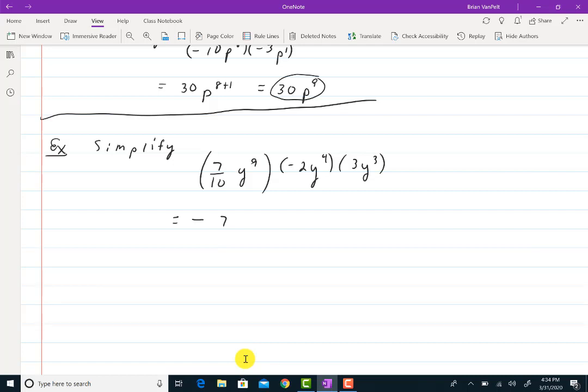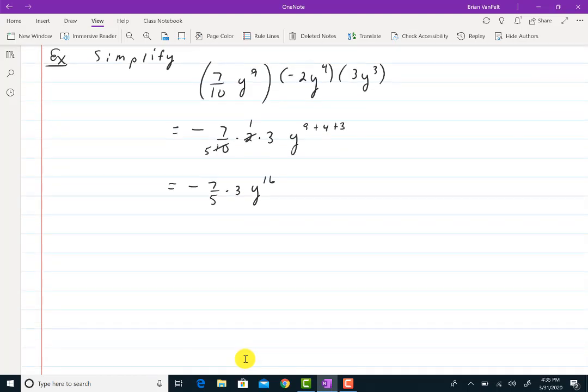Let me, as usual, put my numbers in the front. Took care of my numbers, and let me add up the y exponents. So I have a 9, I have a 4, and I have a 3. Between the 2 and the 7/10, I can cancel that 2 out and make that into a negative 7 over 5. And for the y's, I have an exponent of 16. And then one last step. If you think of that 3 as 3 over 1, you'll get negative 21 over 5 y to the 16th.